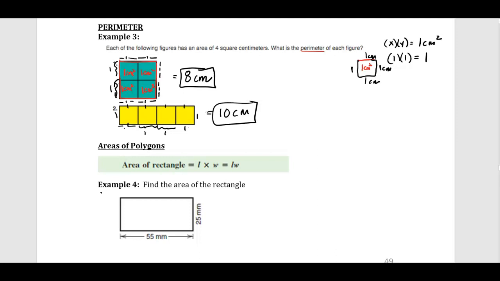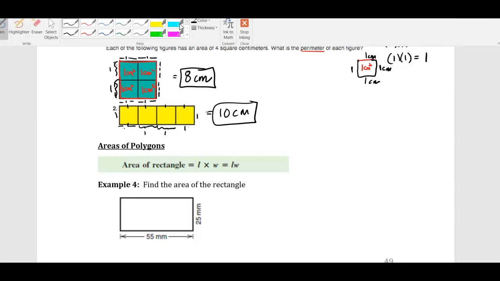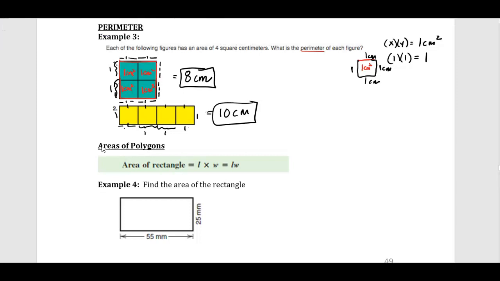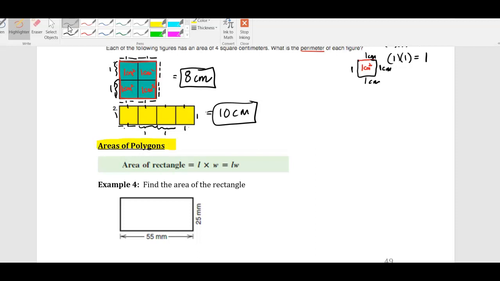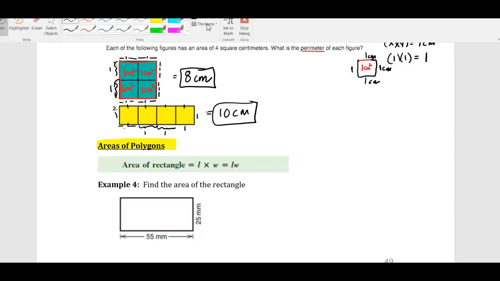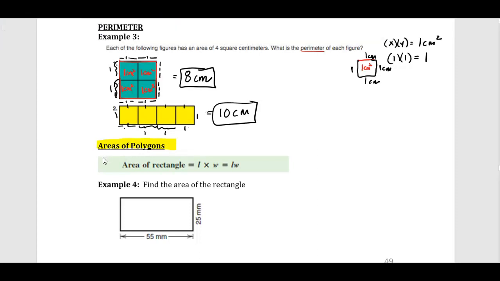In example 4, now we're starting areas of polygons, so we're entering a new part of the notes. So I'm just going to highlight that here. We're going to start by finding the area of a rectangle. If you're making a formula sheet, this would be a good thing to put on it. So the area of a rectangle is length times width, or LW.